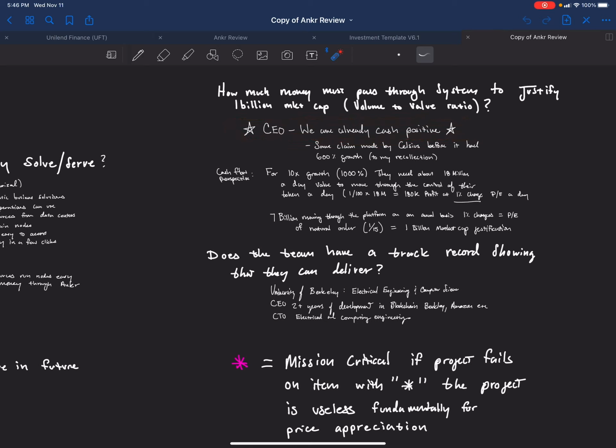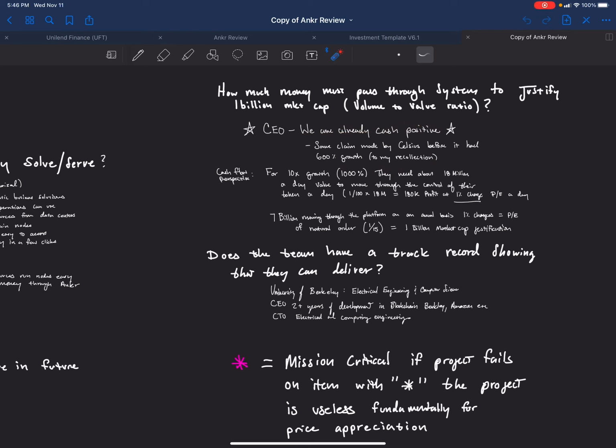Celsius was my other investment, and they are up 40x since when I invested in them. So this project is not up 40x. However, they have the same statements that Celsius does. We are already cash positive. And you know what? That's a very strong thing right there. That shows that they are proving themselves valuable to the marketplace. And yeah, there it is. Once again, Celsius was the only one that made that statement.